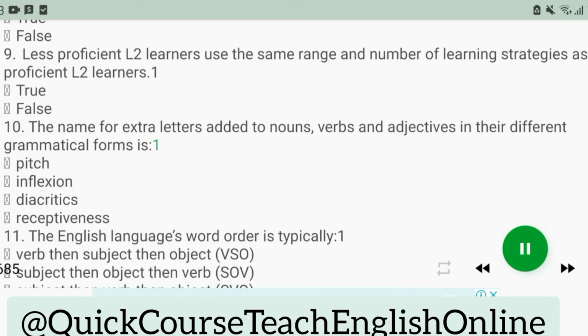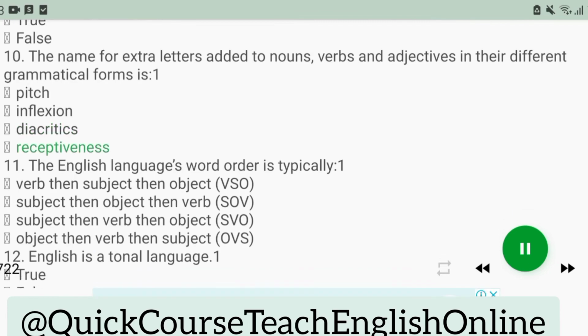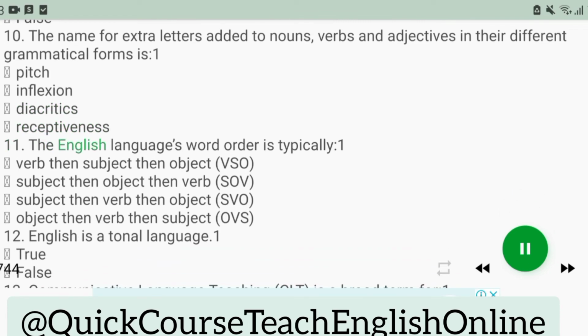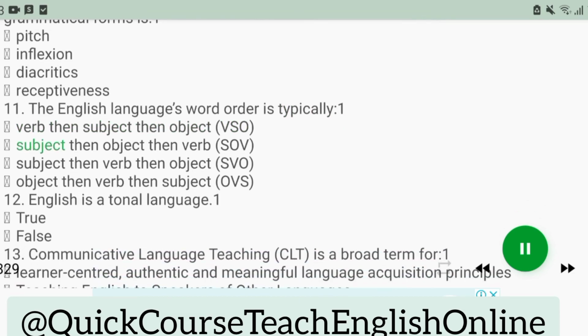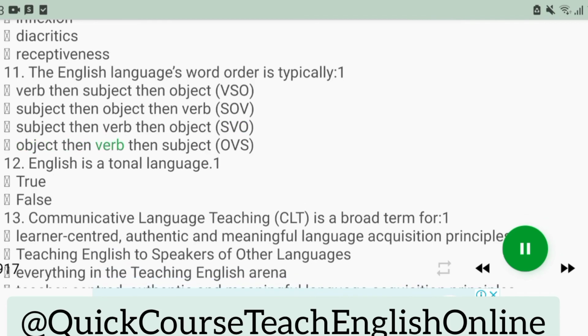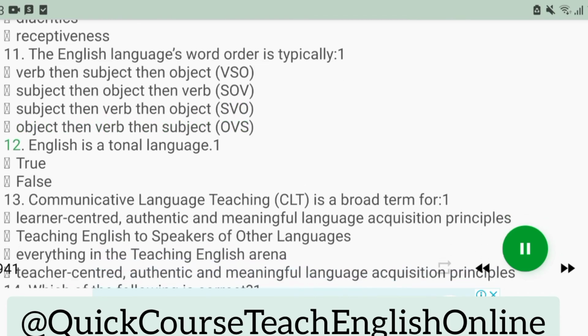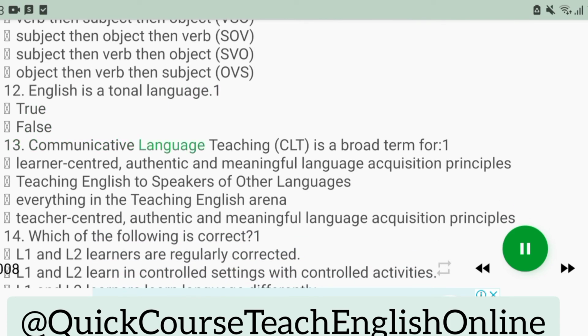10. The name for extra letters added to nouns, verbs and adjectives in their different grammatical forms is 1. Pitch. 2. Inflection. 3. Diacritics. 4. Receptiveness. 11. The English language's word order is typically 1. Verb then subject then object VSO. 2. Subject then object then verb SOV. 3. Subject then verb then object SVO. 4. Object then verb then subject OVS. 12. English is a tonal language. 1. True. 2. False.